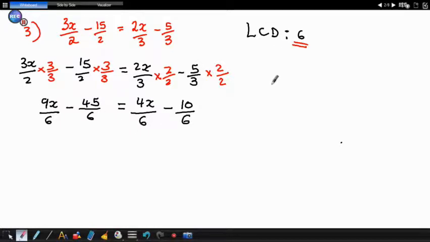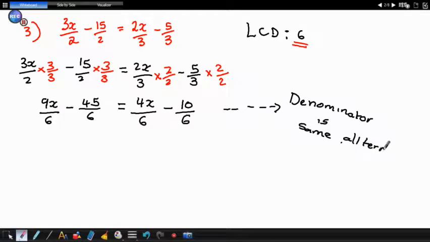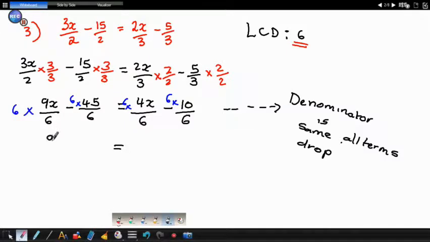Right. Now, this is what I'm going to say. When the denominator is the same for all terms, then we can drop it. What do I mean by this? This means that if I happen to multiply by 6 right through, times by 6, times by 6, times by 6, then I'll end up having this: 9x minus 45, and then I'll have 4x minus 10 this side.